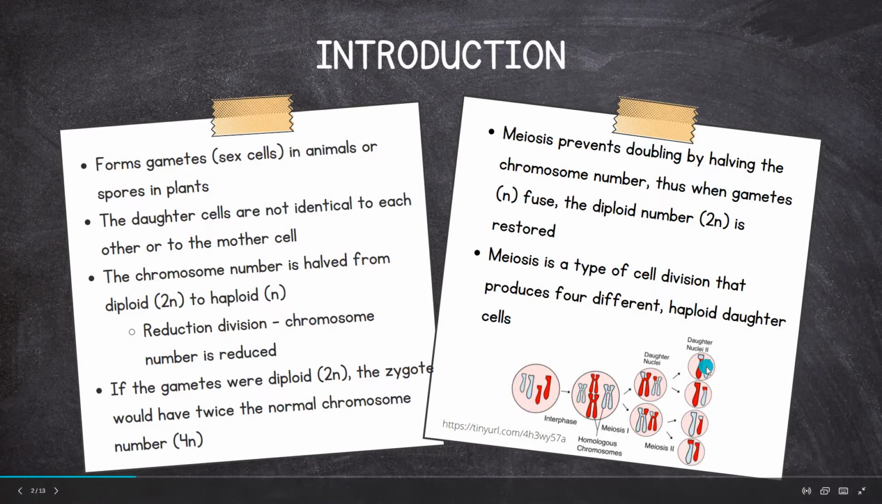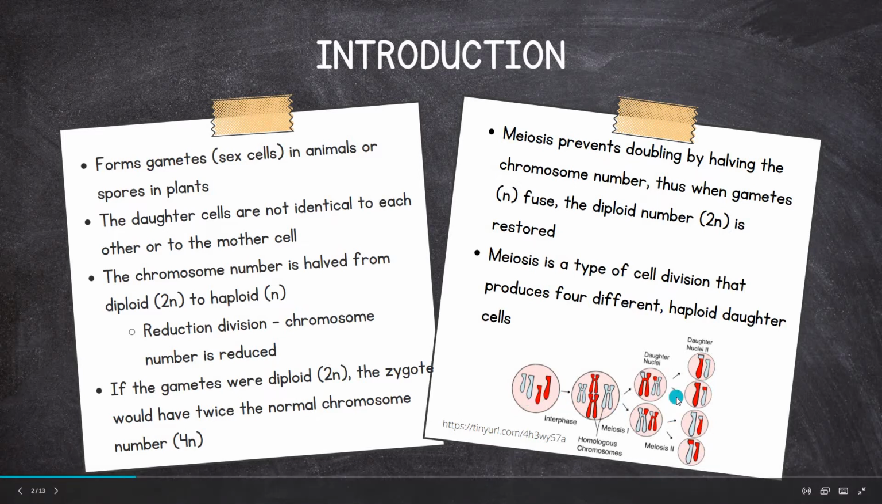The chromosome number is halved from diploid 2n to haploid n. This is called reduction division. So the chromosome number is reduced. As you can see here, you have 4 chromatids and there are only 2 chromatids. So the chromosome number is reduced.